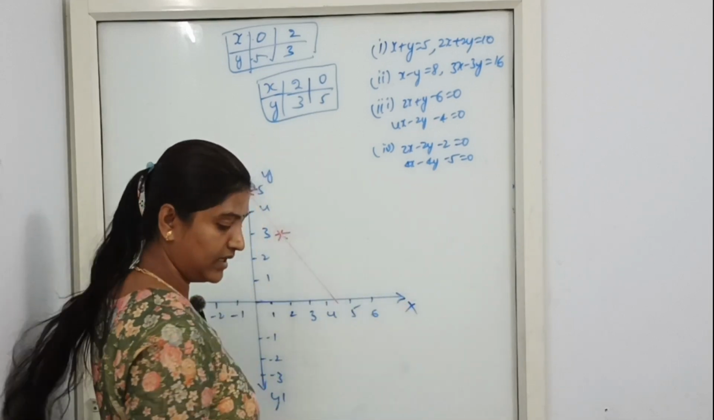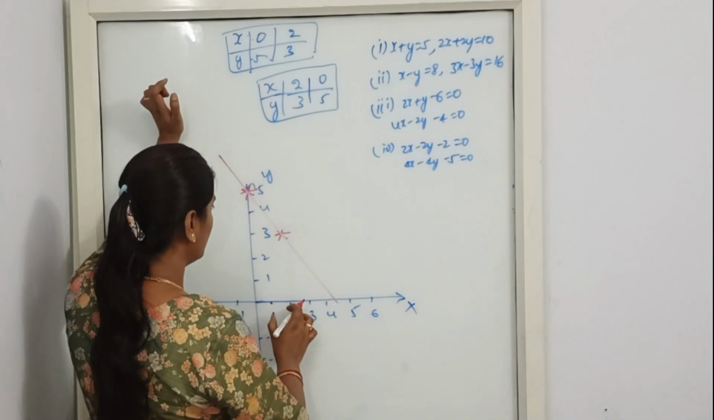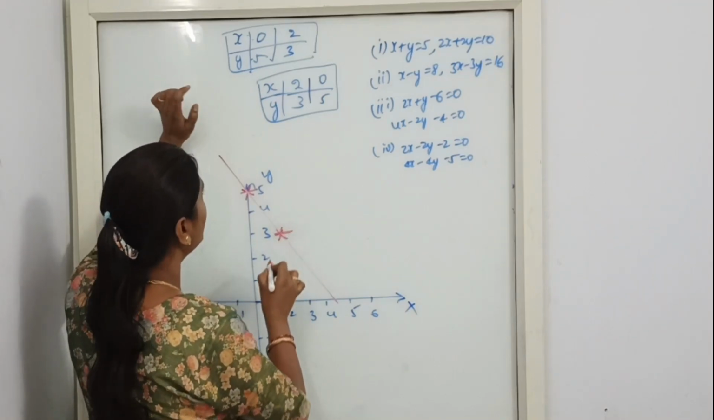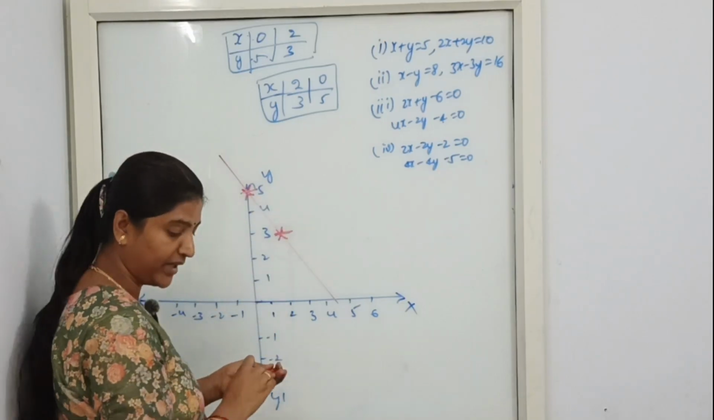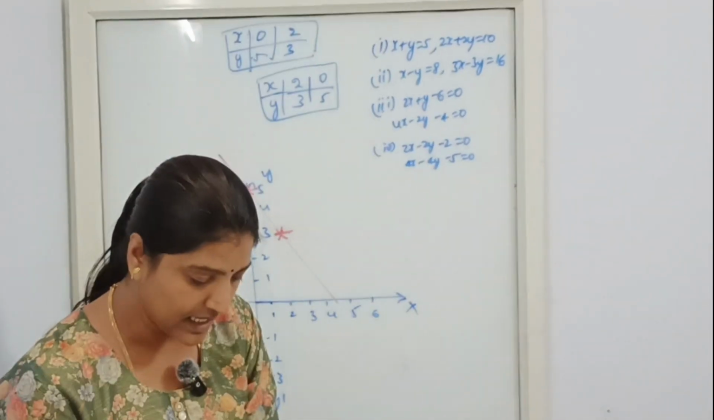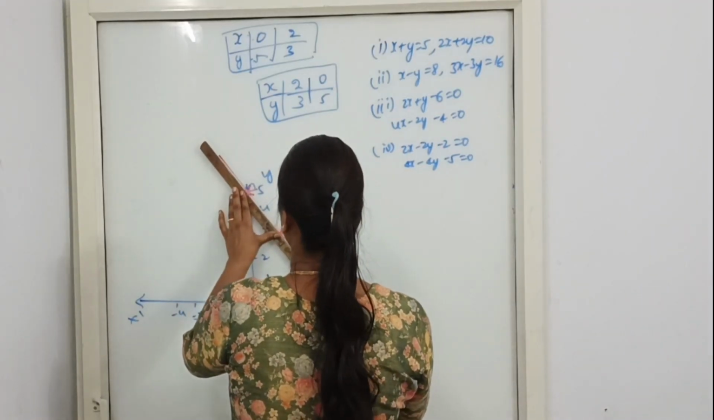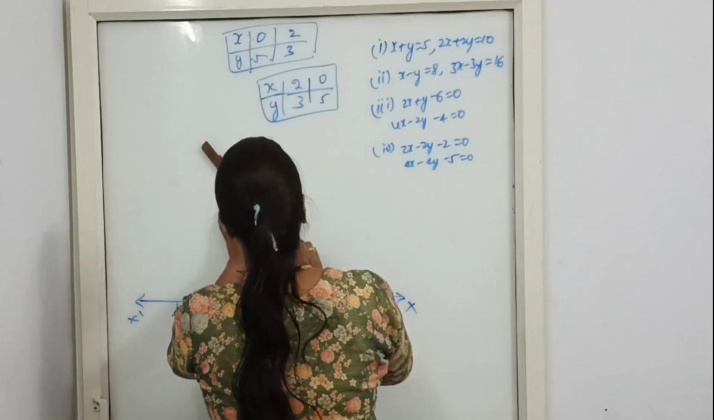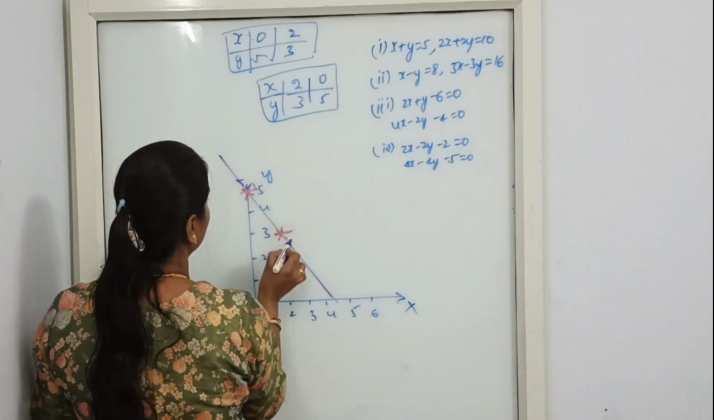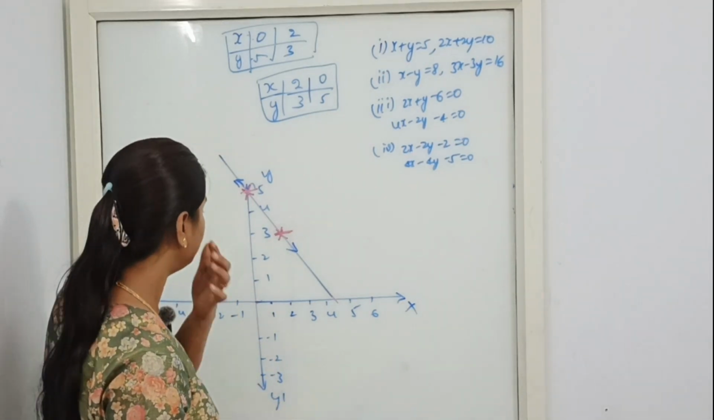Now, if x is 2, y is equal to 3, this point only. If x is 0, y is 5, again this point only. That means here the lines are overlapping. One more line is forming on this only. Is it right? It is coinciding. The line is coinciding.